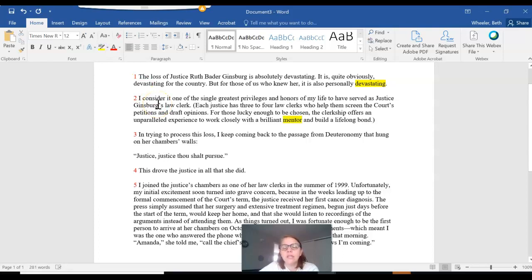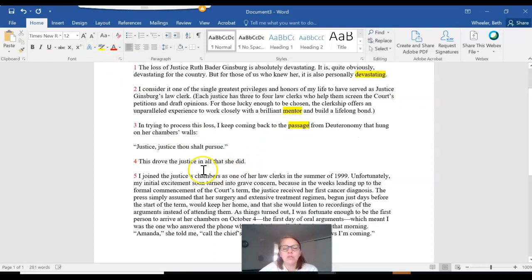So I'm highlighting one word in each paragraph. I'm boiling it down to what's the heart of this paragraph. Paragraph 3 is very short. And yes, the short paragraph is going to have its own point, right? What is this about? This is a passage from a source, in this case the Bible, that Ginsburg had on her office wall. So I'm going to put passage.